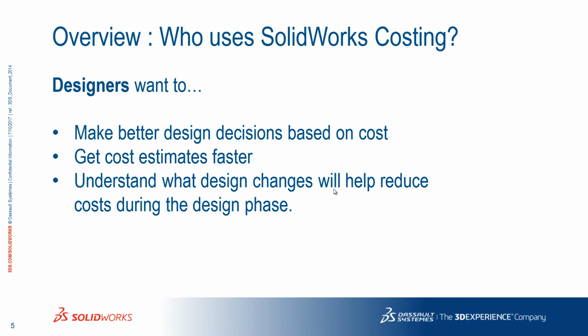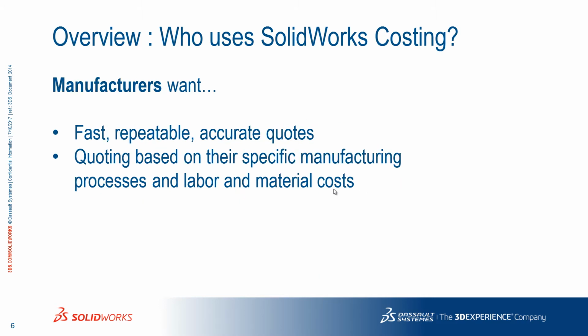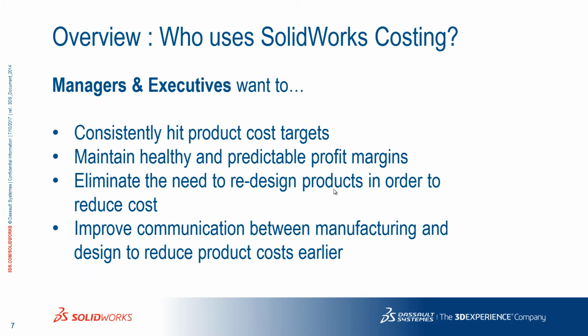What about the manufacturers? They want, again, fast, repeatable, accurate costs. So when it comes to manufacturing, they need it in each and every process. What about the cutting process? How much does it cost? What about the raw material? How much does it cost? And they need to have a costing based on their specific manufacturing process and labor and material cost. So normally SOLIDWORKS Costing includes labor cost and material cost, and we will talk about that in detail after a minute.